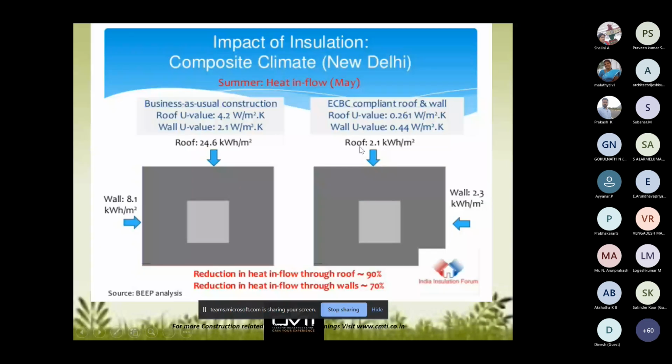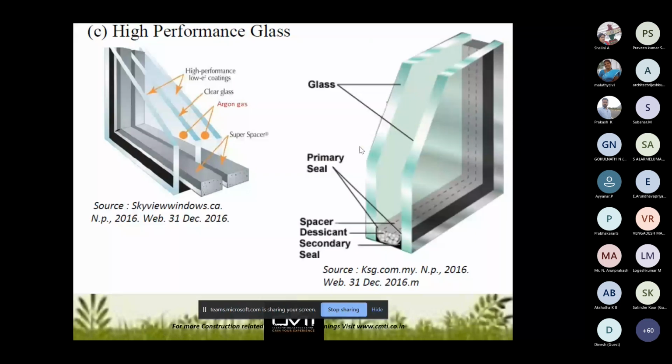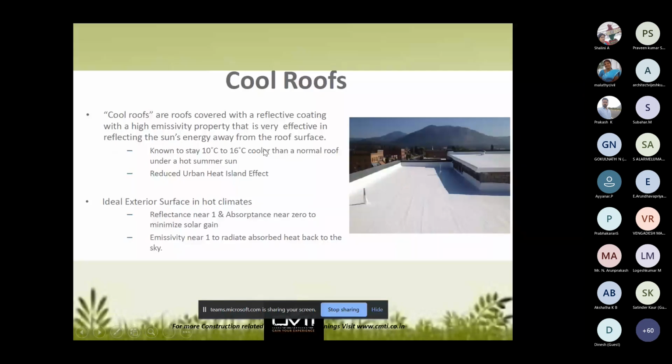Window wall ratio we already spoke about. You can see the gap. This is used in the BGRT also. Inside they kept a 10 gap so that air is there, and it gives a cooling effect. And there are two glass layers also we can use, and it can be filled with gases also. Argon gas they are using. Cool roofs, they are using paints especially, or waterproofing materials.